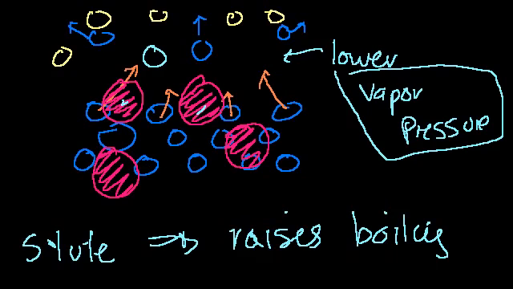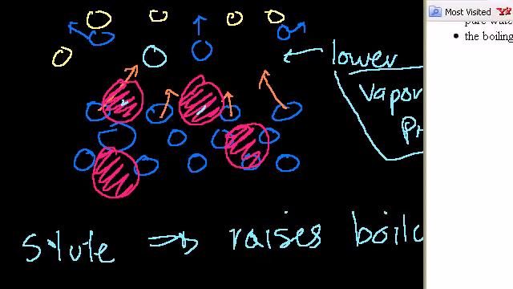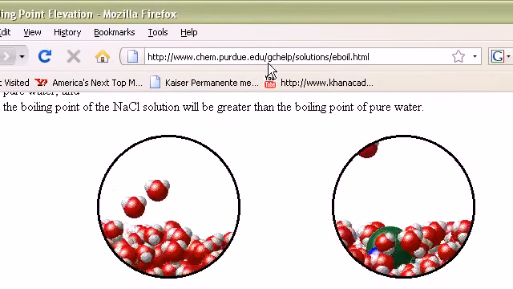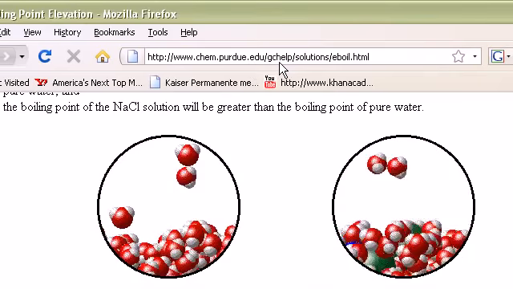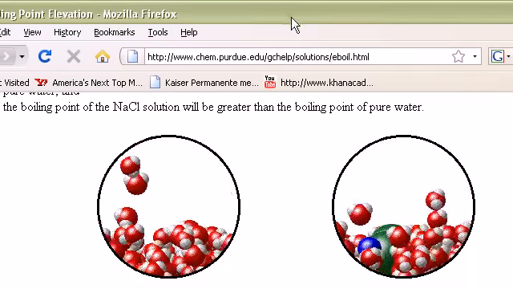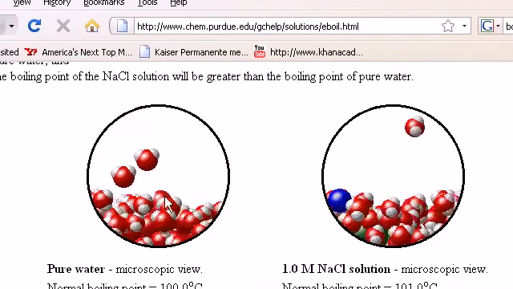And I found this neat. Hopefully it shows up well on this video. I have to give due credit. This is from chem.purdue.edu/gchelp/solution/eboil.html. But I thought it was a pretty neat graphic, or at least a visualization.